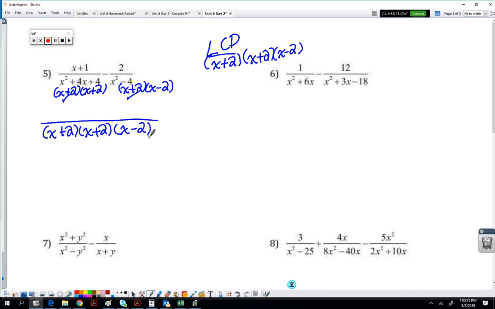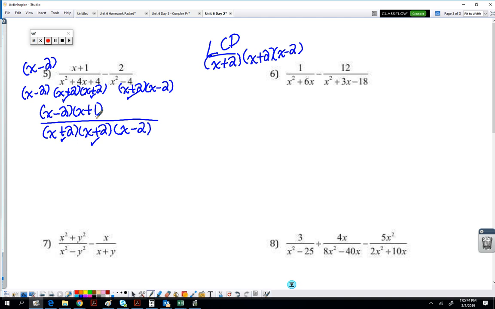Alright, so now we're going to compare and contrast. Look at your original, and then look at your LCD and see what's missing. If you notice, they both have an x plus 2, and they have another x plus 2. What don't I have? I don't have x minus 2. So that's what you have to multiply to the top and to the bottom. So I get x minus 2 times x plus 1.